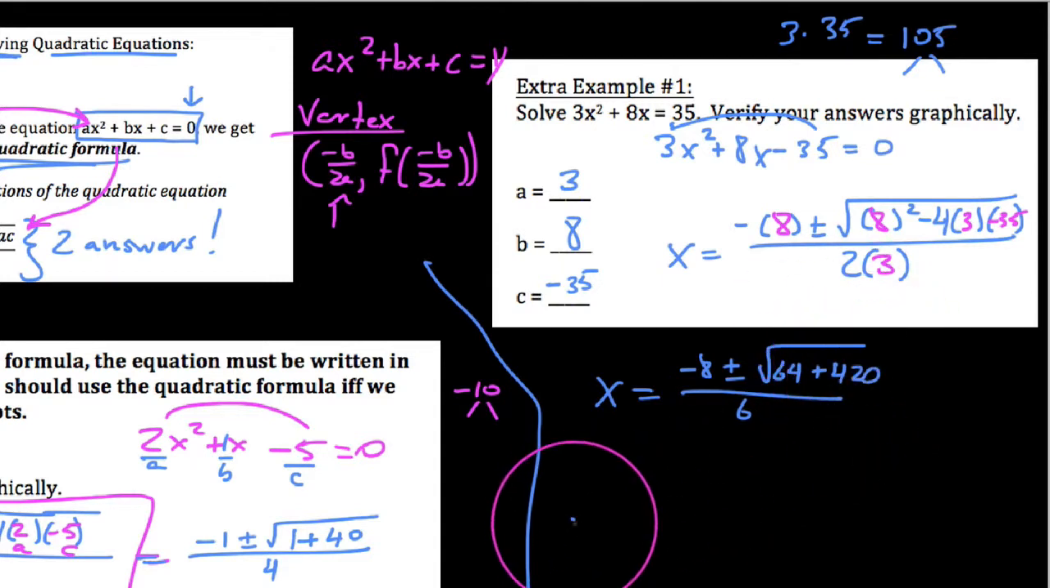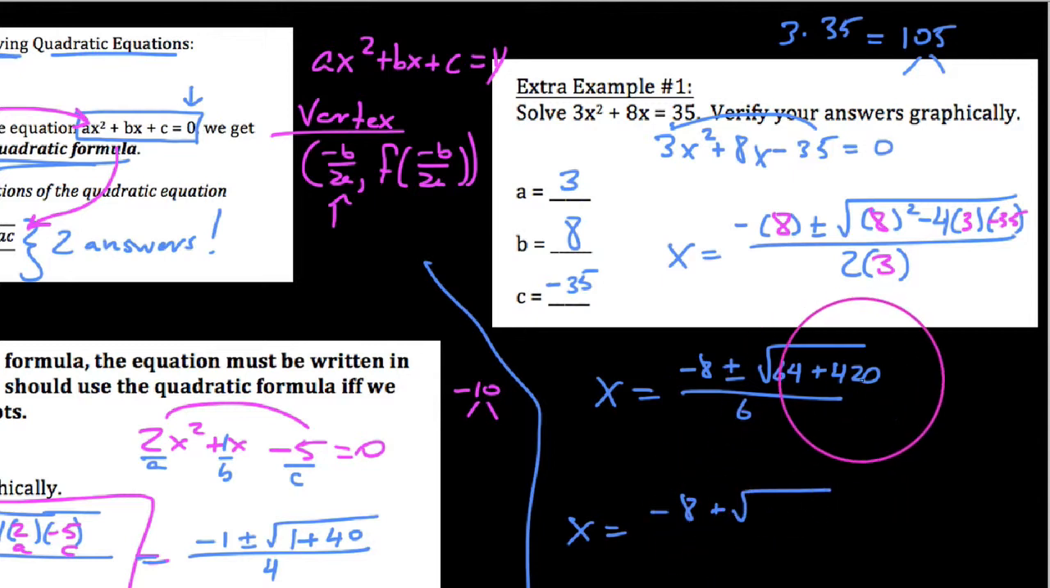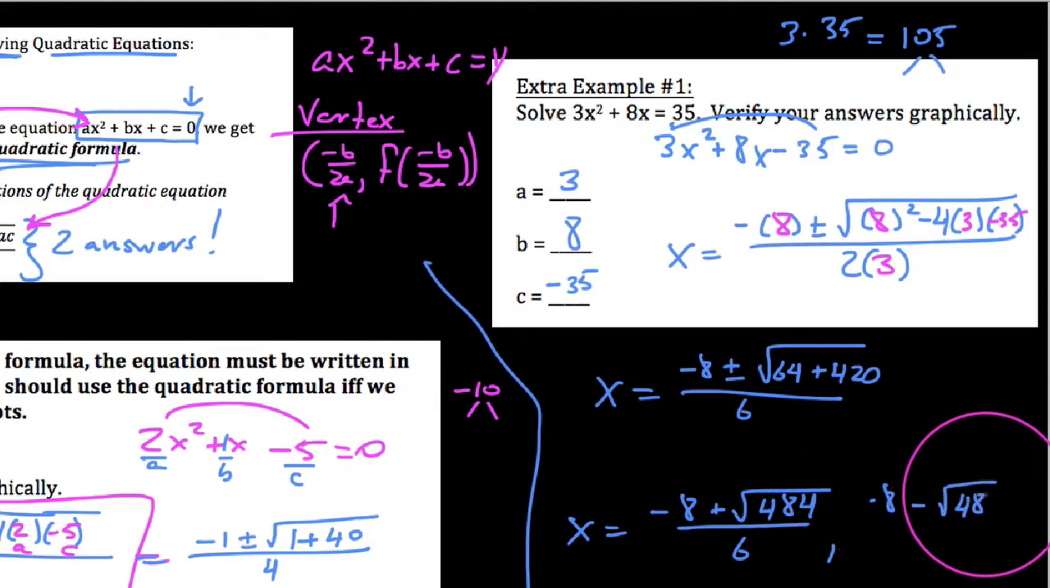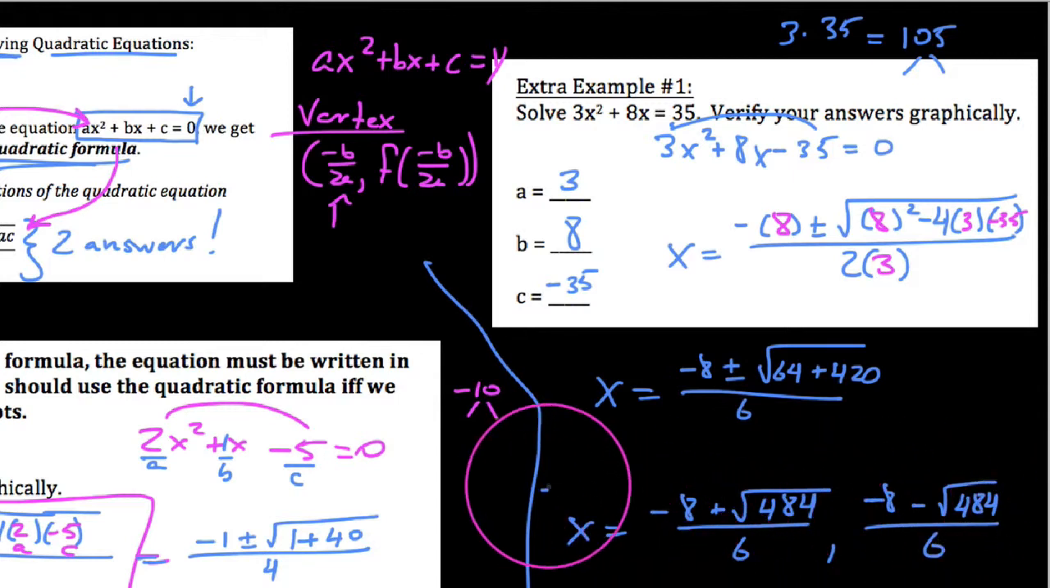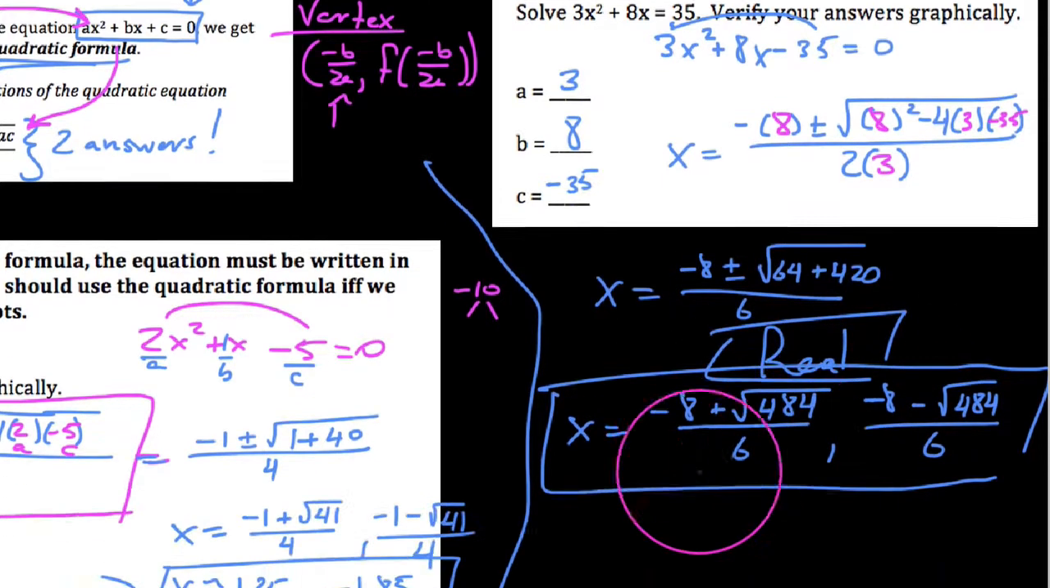So I want to write both of our answers separately, but we say negative 8 plus the square root of 484 all over 6. And we also get negative 8 minus the square root of 484 all over 6. So now one thing I do want to mention about these is, we could get these as decimals, and we should, and go check the graph here, but they're both real, which means we did get a couple of x-intercepts on the x-axis. And furthermore, I also want to point this out.